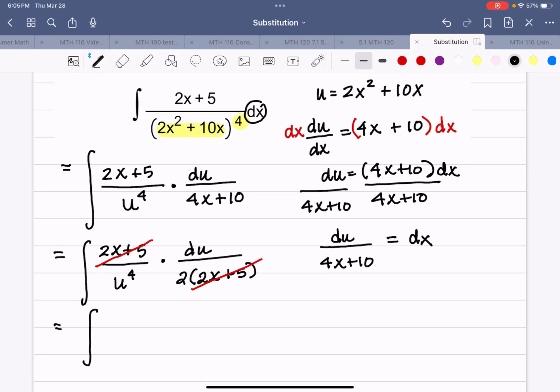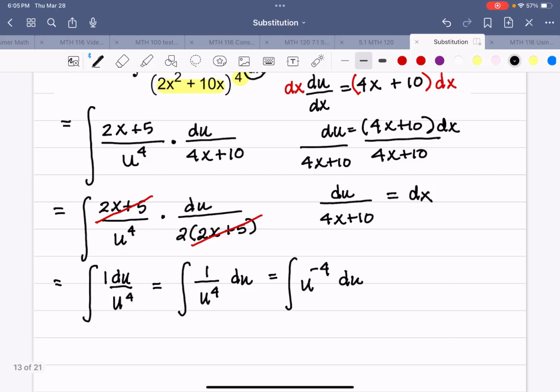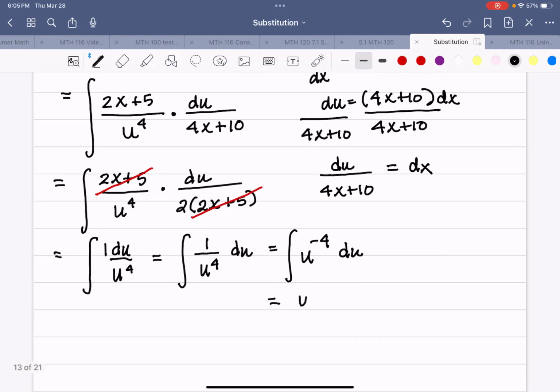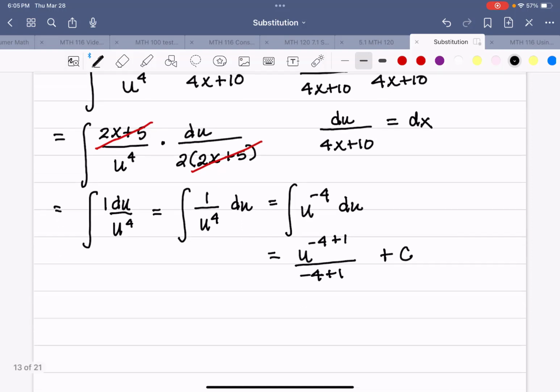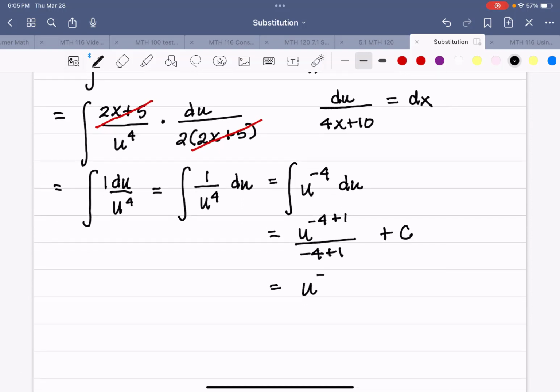and now everything's in terms of u's. So I've got du over u to the fourth, and so let's recognize that that's 1 du over u to the fourth, so it's the integral of 1 over u to the fourth du. I can write that as the integral of u to the negative 4 du. I can use the power rule for any exponent in the denominator except 1 in the denominator. That's the natural log. So reverse the power rule for derivatives. u to the negative 4 plus 1 divided by negative 4 plus 1, plus c, is u to the negative 3 divided by negative 3, plus c.